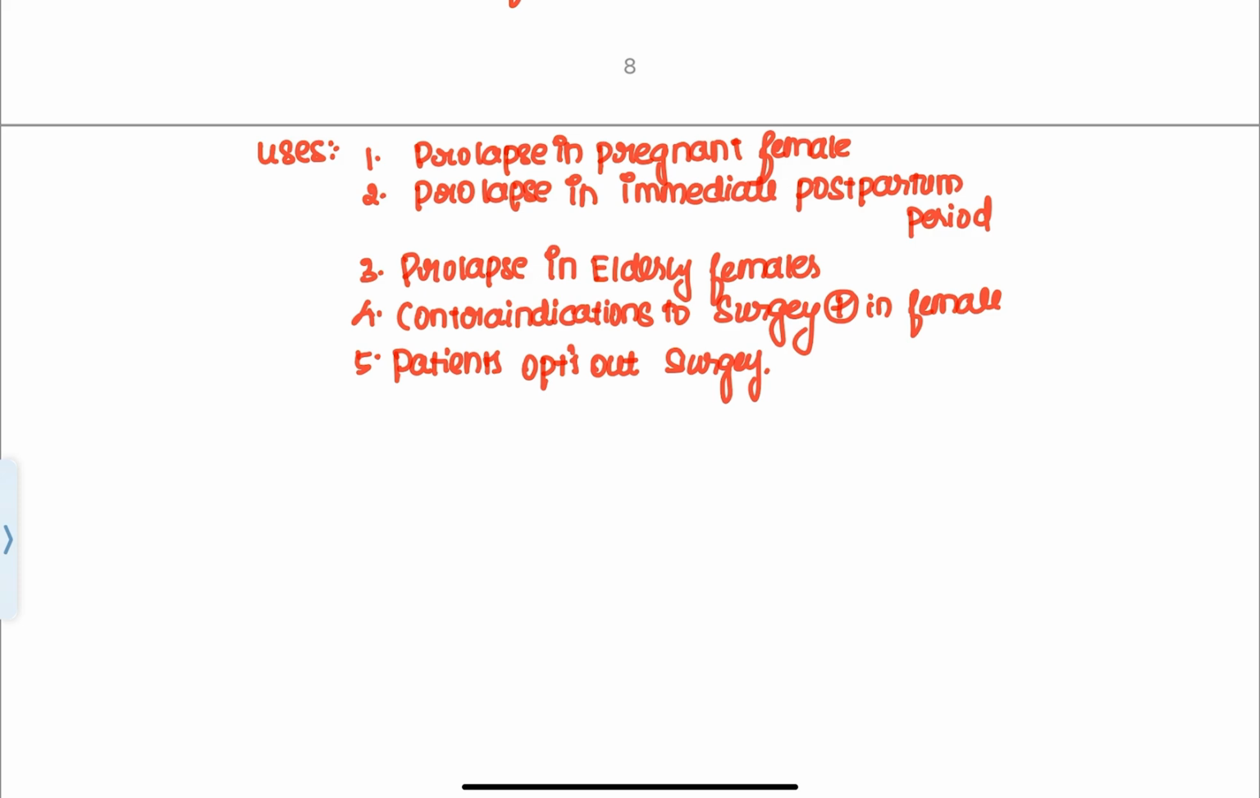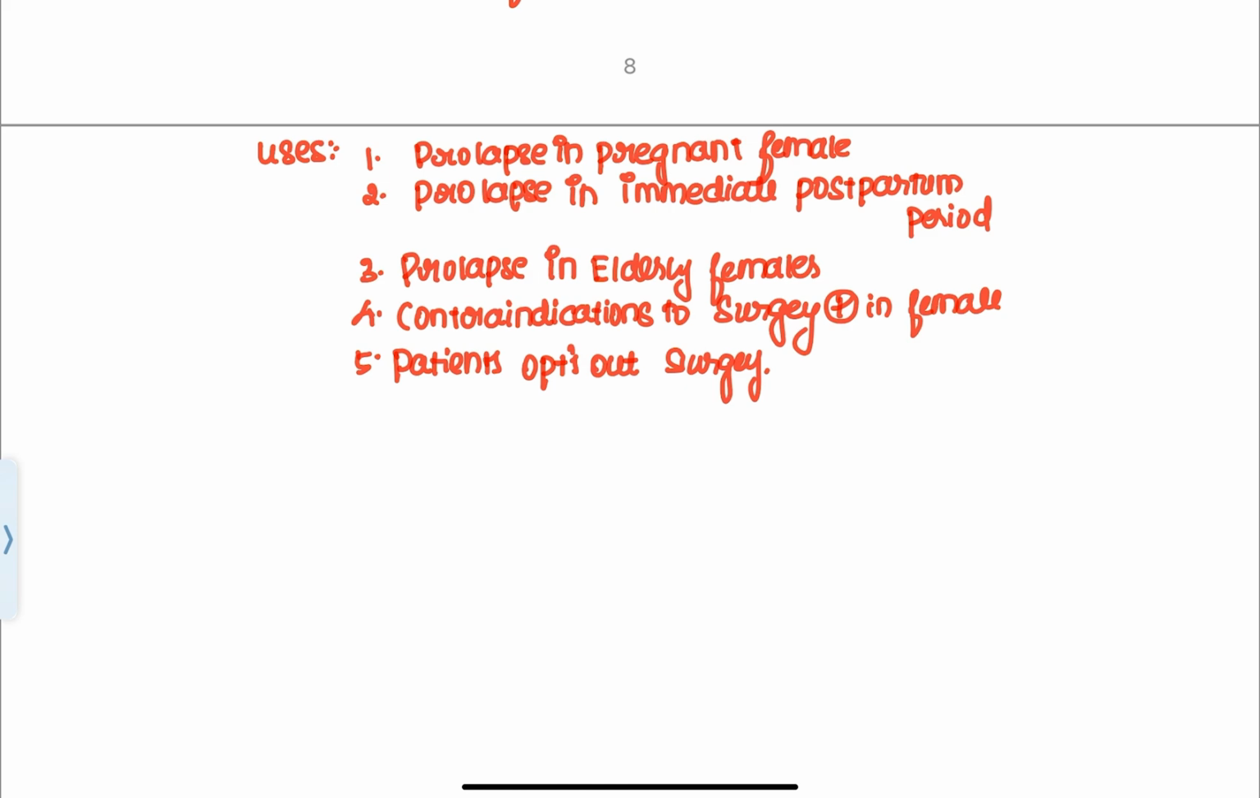Now, what is the use of this pessary? So this pessary can basically be used in a pregnant female with prolapse. So if a female is pregnant now, and during pregnancy itself there is prolapse of the uterus in her, as a clinician, you cannot do any definitive management during pregnancy, right? So during pregnancy, you put this pessary inside the vagina, and this pessary will prevent the uterus and the cervix from descending down into the vagina.